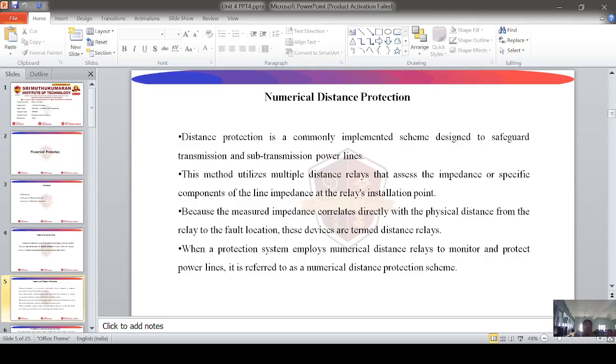Numerical distance protection protects transmission lines using distance, that means impedance measurements of the line impedance at the relay's installation point. Then the fault location is determined based on the impedance. That means when a protection system employs numerical distance relays to monitor and protect power lines, it is referred to as a numerical distance protection scheme.